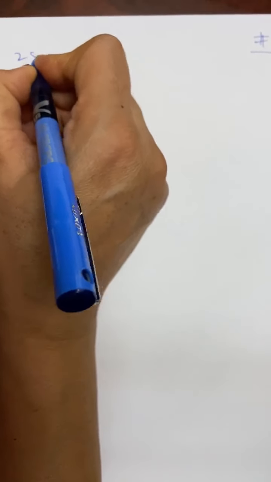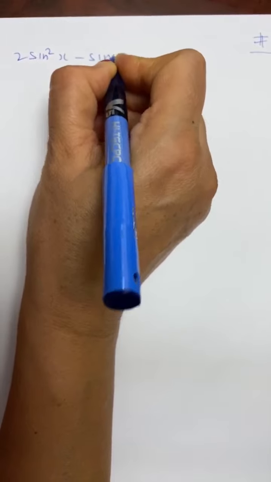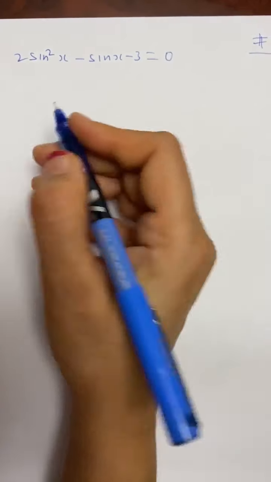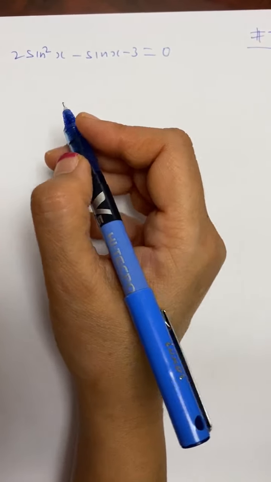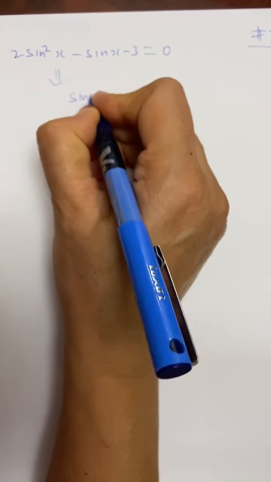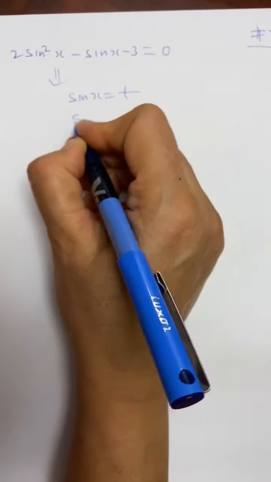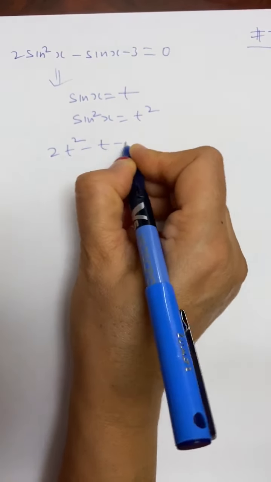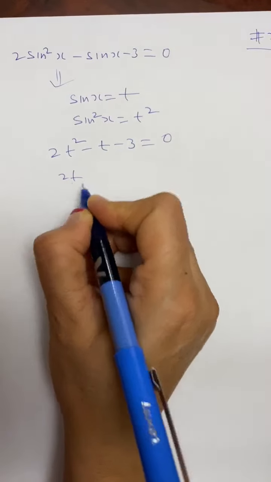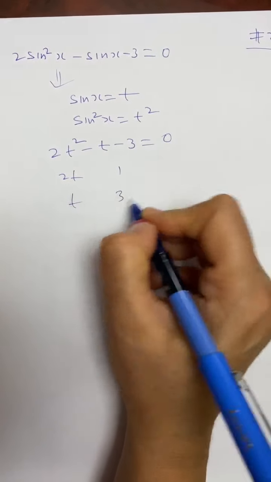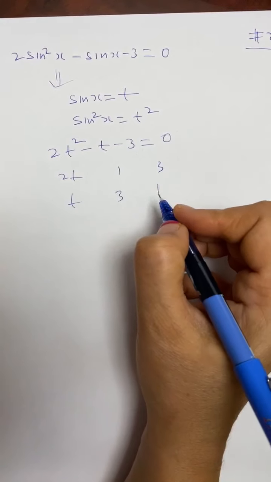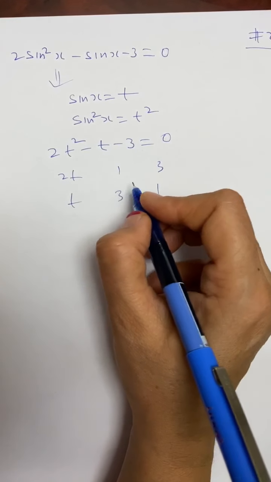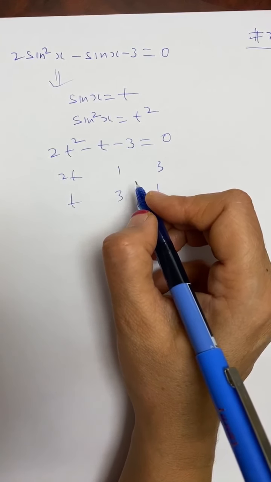Next example I'm going to do is when you have 2 sine square x minus sine x minus 3 is equal to 0. It's similar to the quadratic equation. So what you can do is, if you want, sine x is equal to, let's say, t, which means sine square x is equal to t square. So you get 2t square minus t minus 3 is equal to 0. Now, can you factorize it? Let's have a look. So 1 and 3 is not going to work. 3 and 1, is that going to work? So 2t square minus t minus 3.